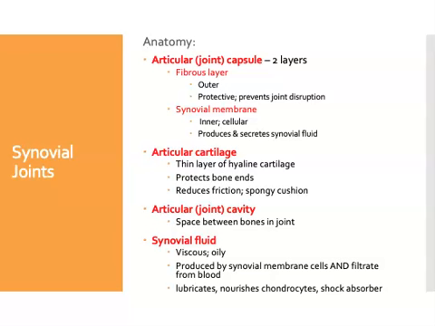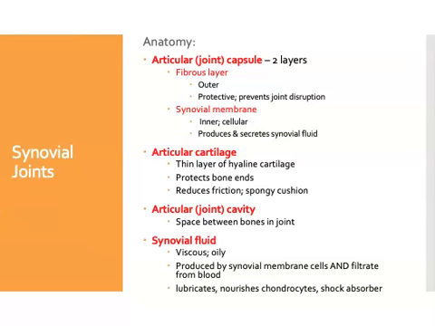So we've looked at the three kinds of fibrous joints and the two kinds of cartilaginous joints, and we've talked about the three different types of movement that a joint can have. Let's move on now to look at the synovial joints. The synovial joints have the most complex anatomy of all of the joints.